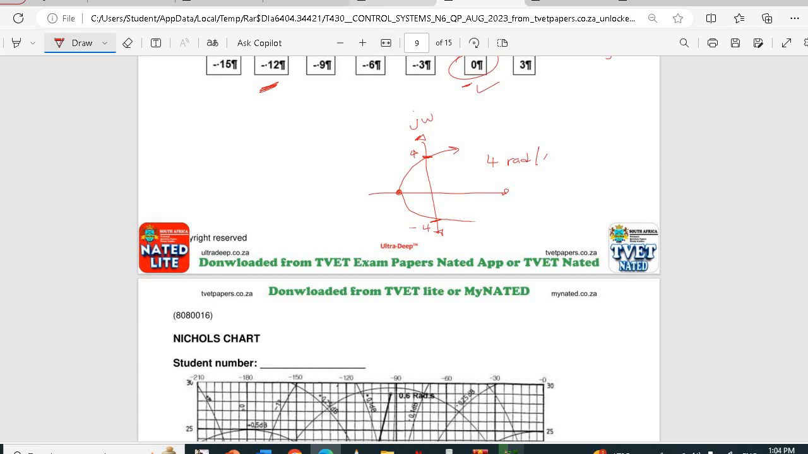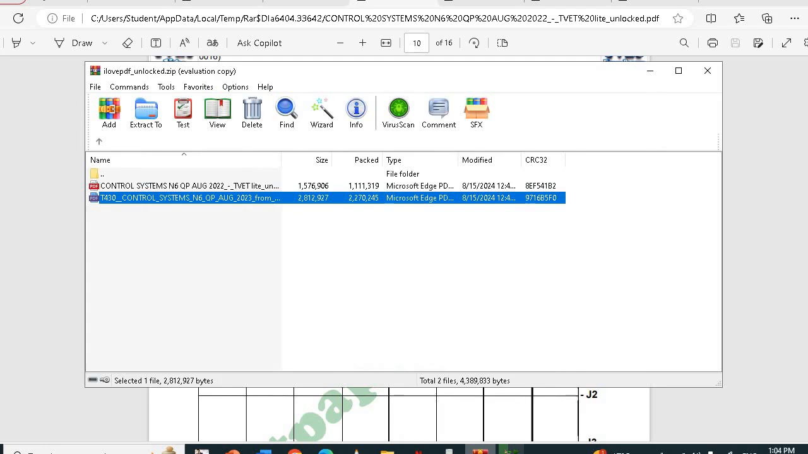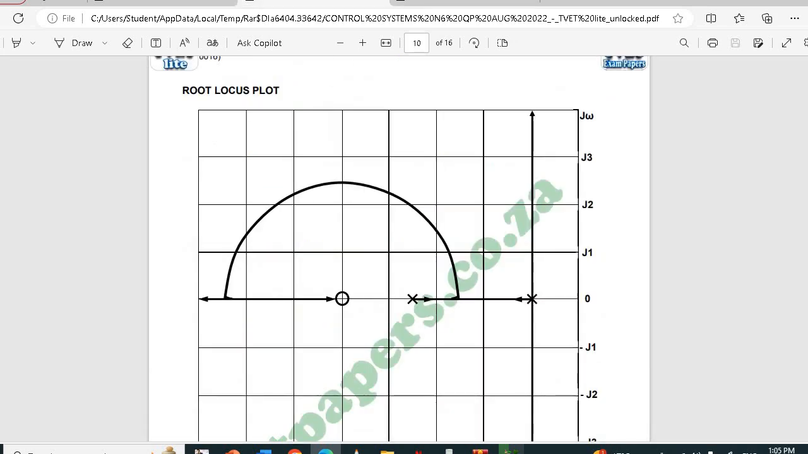Let's go to the next paper, this one. Let me open the question paper for that quickly. Okay guys, question 5 again. I say you have a root locus plotted, which is this one.